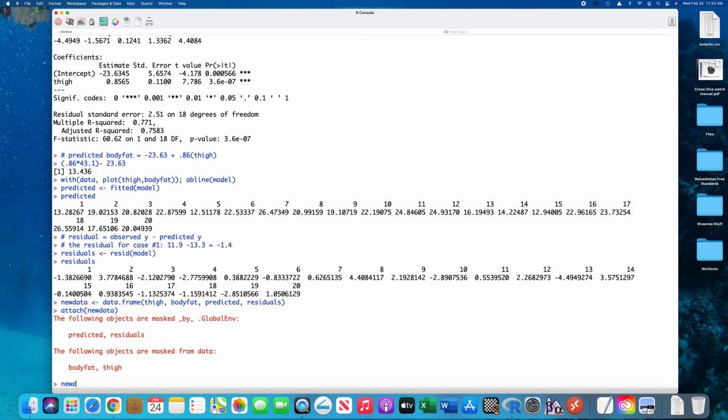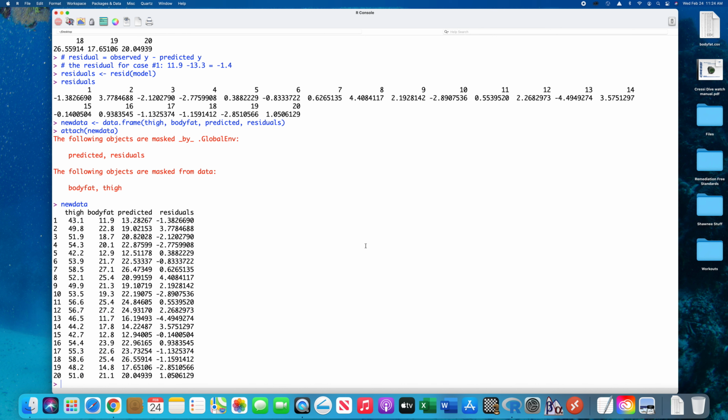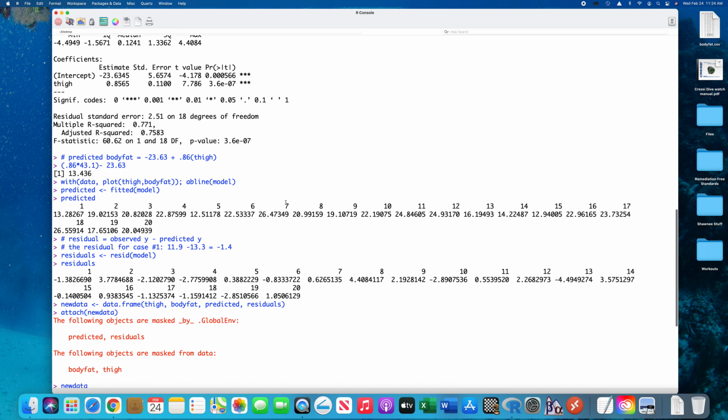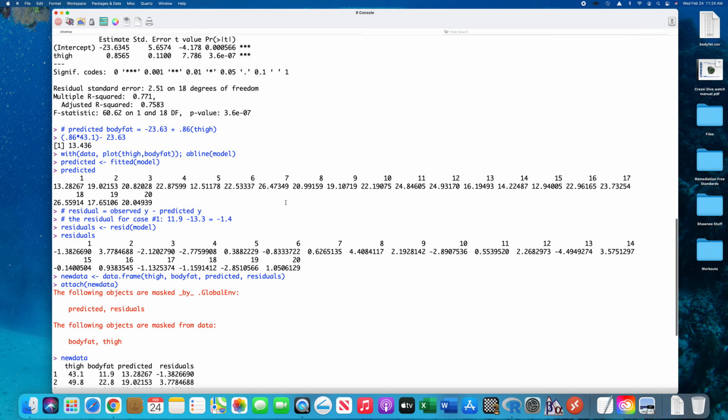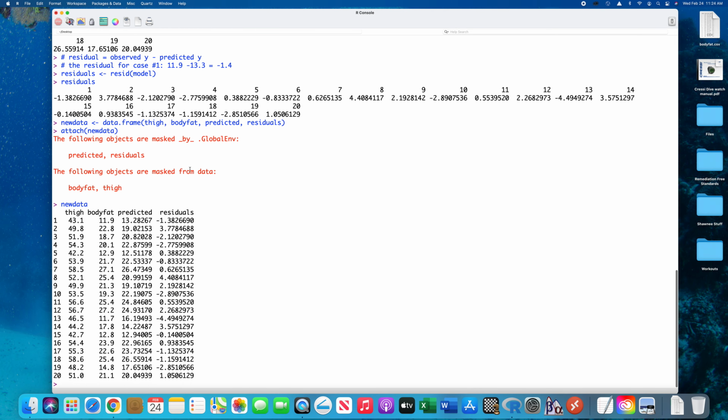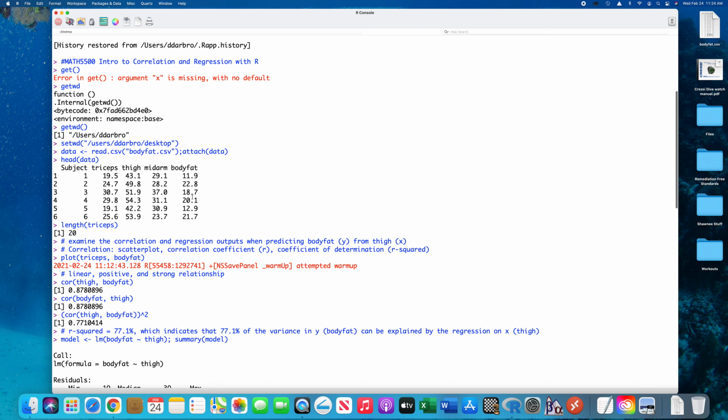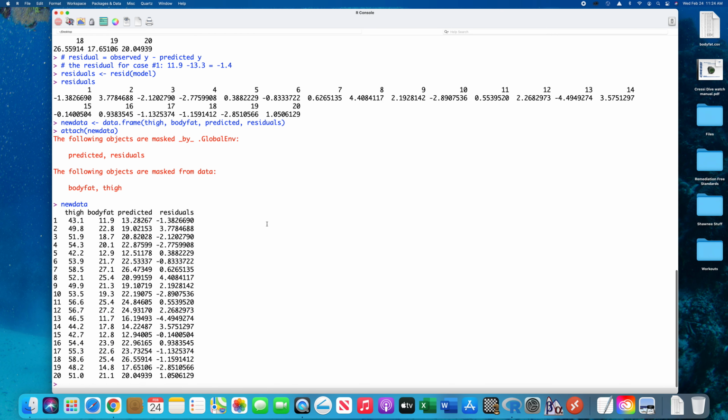and if I look at new data, what I've done now is I've eliminated tricep and what was the other one? Well, it doesn't matter. Tricep and the other variable. That's going to bug me. What was the other one? Okay, mid-arm. I've eliminated those. Just focus on my X, my Y, the predicted, and the residuals. All right, since I've attached it, I can still perform the analyses on these values.